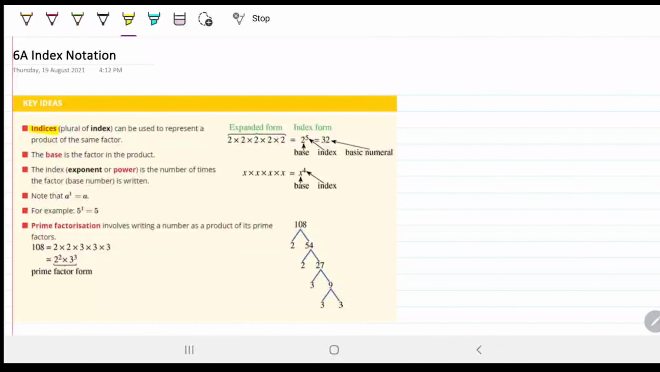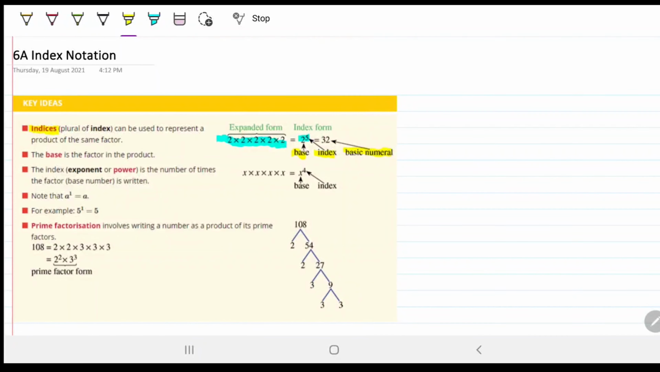So what that means is if you have 2 to the power of 5, this in expanded form is the same thing as saying 2 times 2 times 2 times 2 times 2. So this would be in expanded form. In index form, this would be 2 to the power of 5. So what you'll realize very quickly is that the 2 is going to be the base and the 5 is going to be the index. Both the expanded form and the index form will give you the basic numeral of 32.